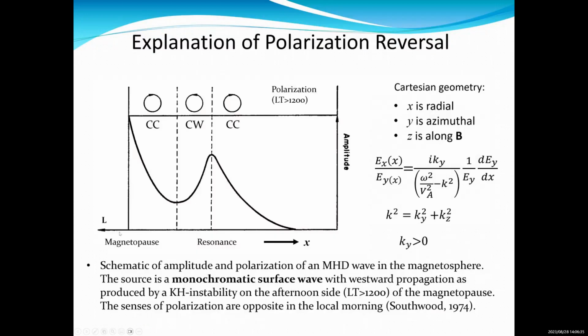As I mentioned, in our box model, keeping in mind that x indicates direction across magnetic field lines, as you move in x, you're effectively changing latitude. And if we look at how the polarization changes of the waves from the magnetopause to the resonant field line and beyond, you can take the wave equations in this box model and write this ratio of Ex and Ey, which is sufficient to define the polarization.